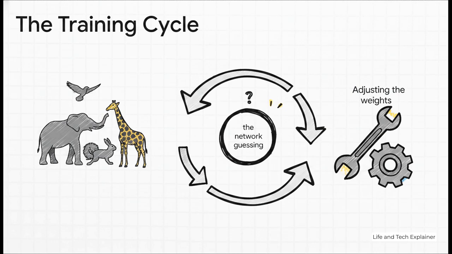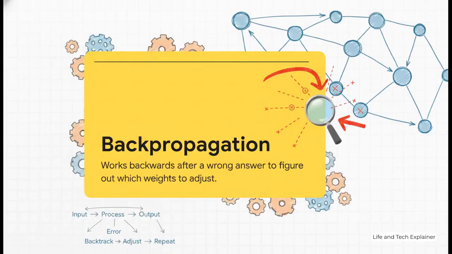Finally, and this is the magic part, we adjust the weights, those importance scores we just talked about, every single time the network gets the answer wrong. It's just a continuous loop of guessing, failing, and tweaking. But how on earth does it know which weights to tweak? Well, that brings us to one of the most absolutely crucial concepts in all of AI, backpropagation.